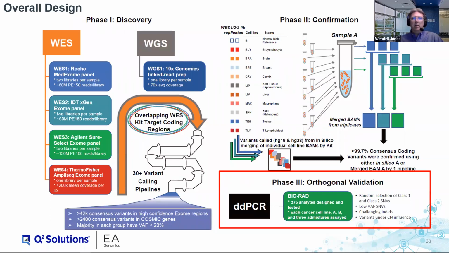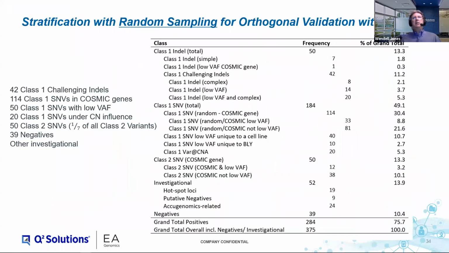And for that, we designed 375 different analytes where we tested the individual cell lines. We tested sample A, we tested sample B, and we also tested some admixtures, which I'll talk about in just a minute. We did randomization and stratification, relative randomization, to look at things like class 1 versus class 2 variants, low frequency variants, challenging indels, and variants under copy number influence. In fact, if you look at the details, this is how we broke down those 375.